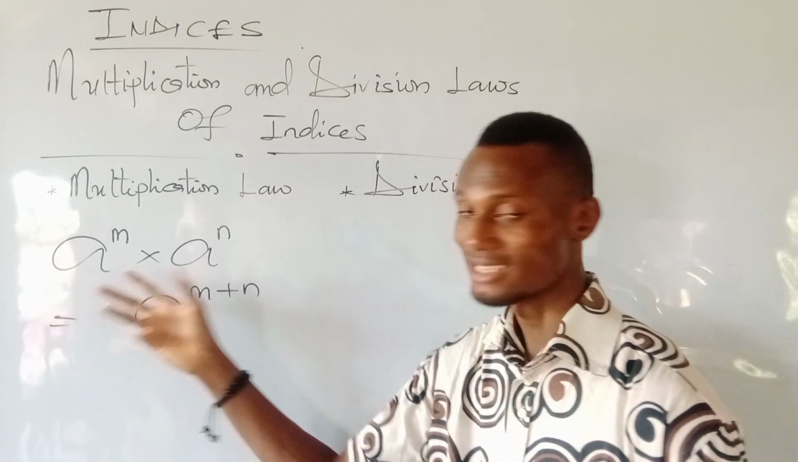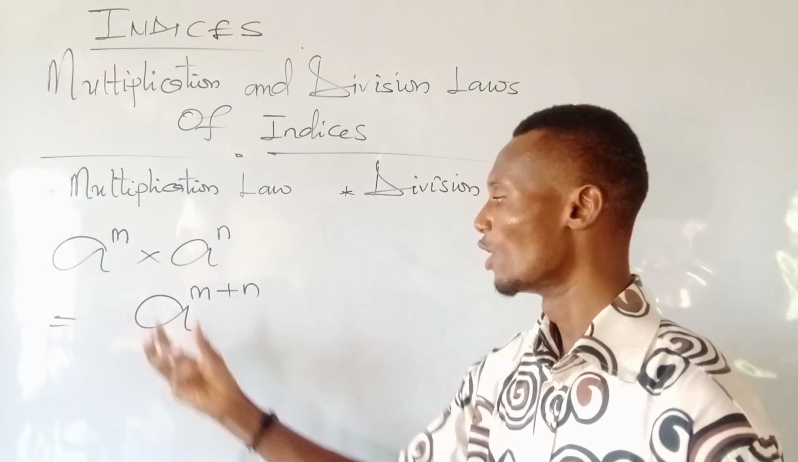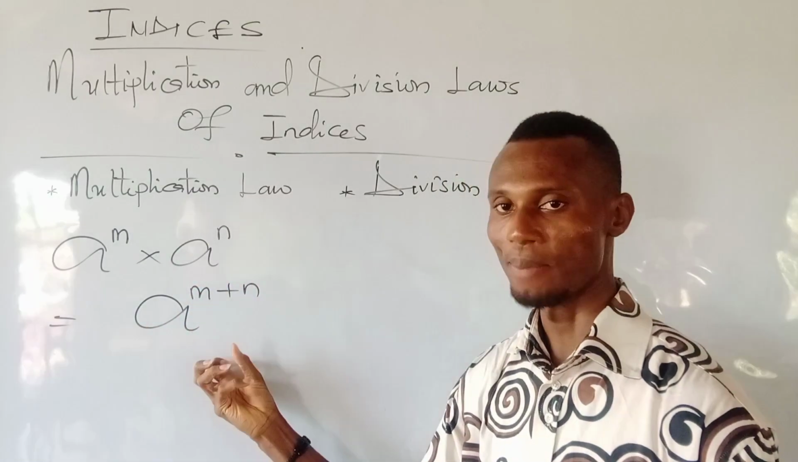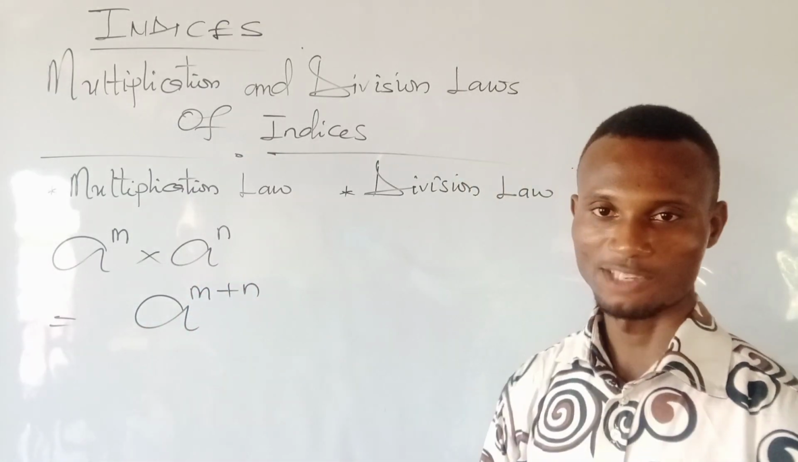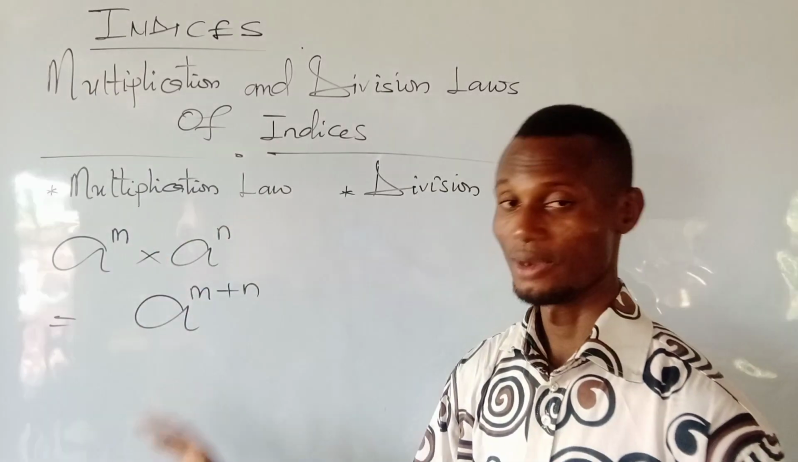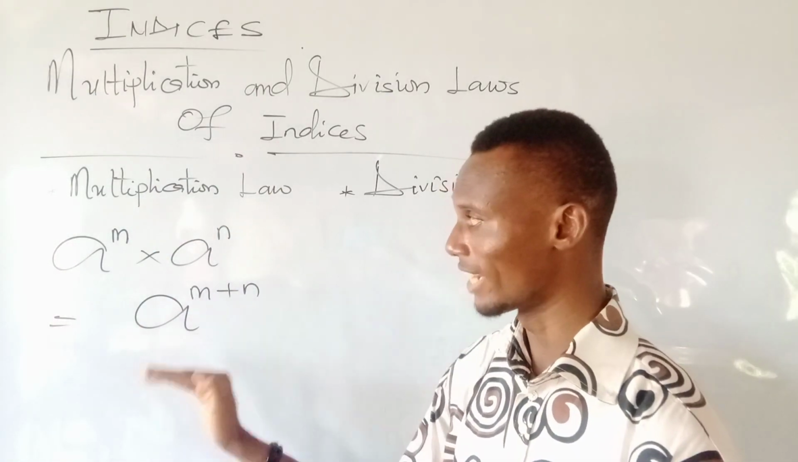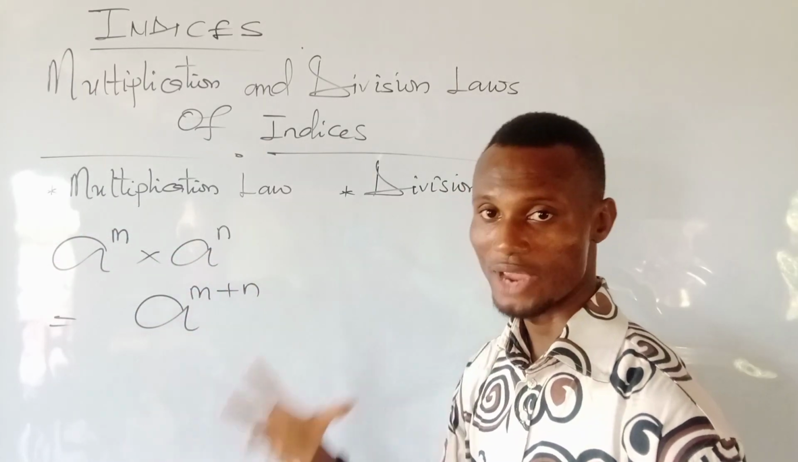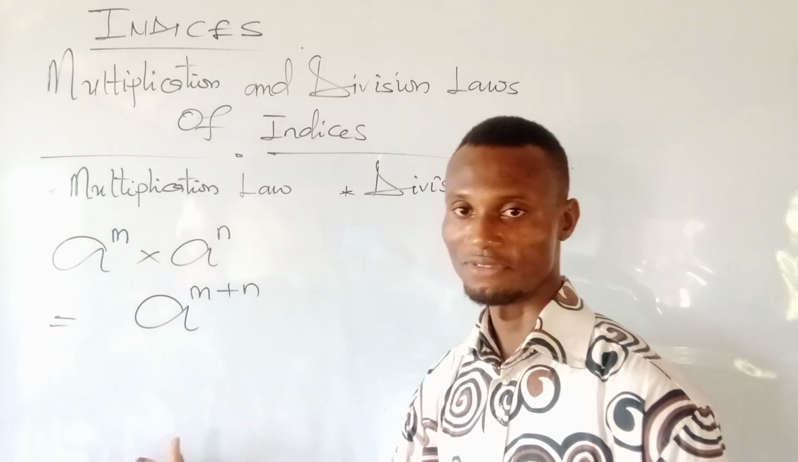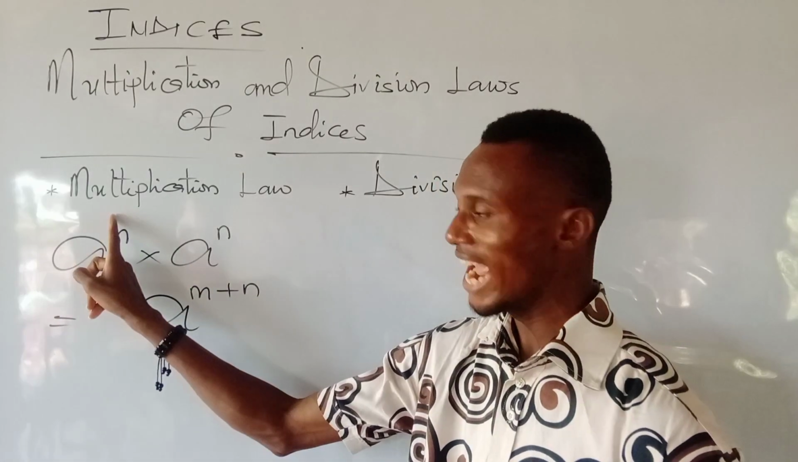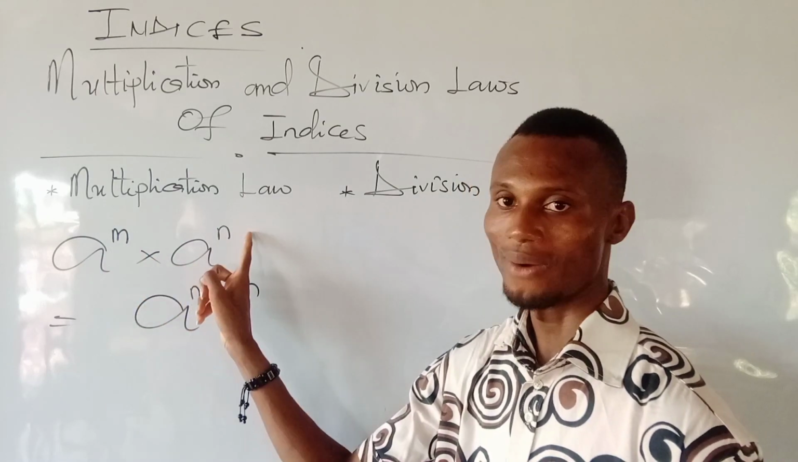If the bases are the same and we are multiplying, we just pick one of the bases, then we add the powers. Hope the explanation is clear enough. So that's the multiplication law. Again, the multiplication law says that if the bases are the same and we are multiplying, we pick one of the bases, then we add the powers. So as you can see, I have a to the power m times a to the power n.